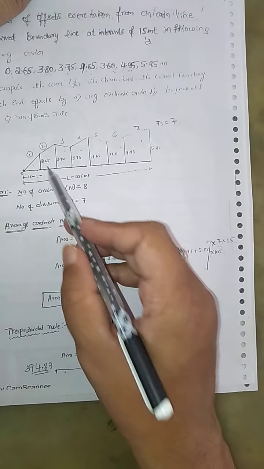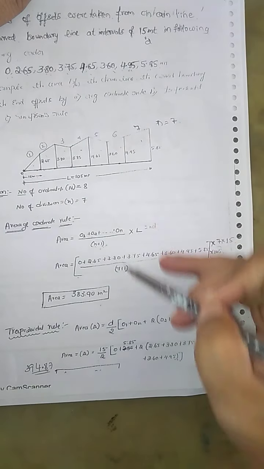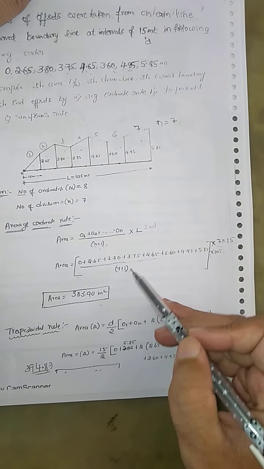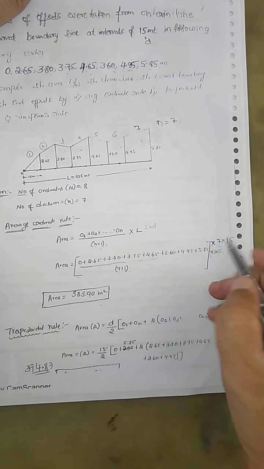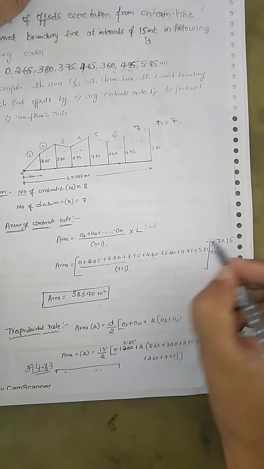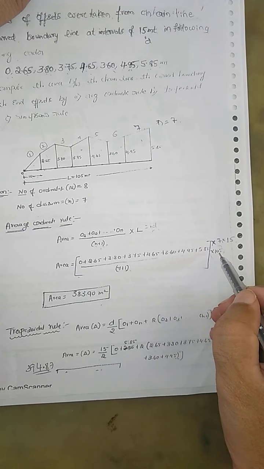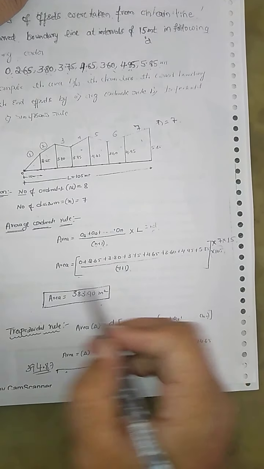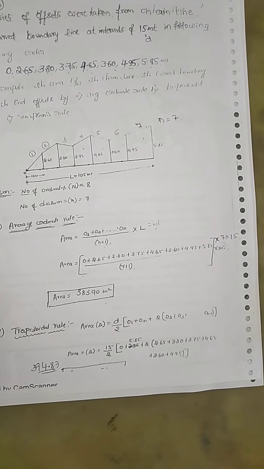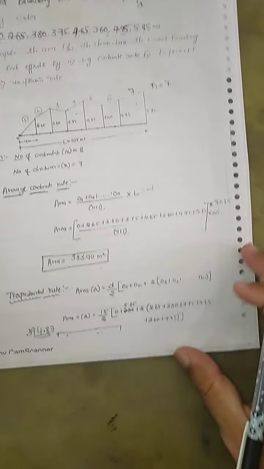So the ordinates are 0, 2.65, 3.8, and so on. Then n plus 1 is 7 plus 1. L is equal to n into D, which is 7 into 15 meters, so it stands for 105. So the area you are going to get is 383.90 square meters.